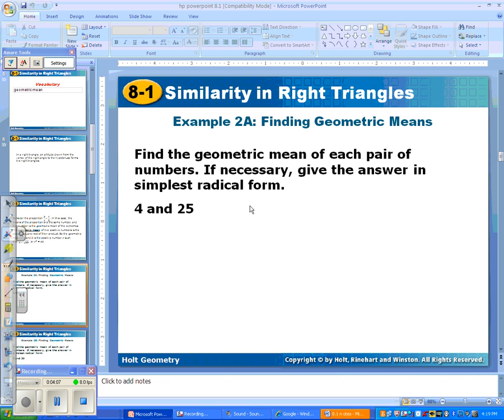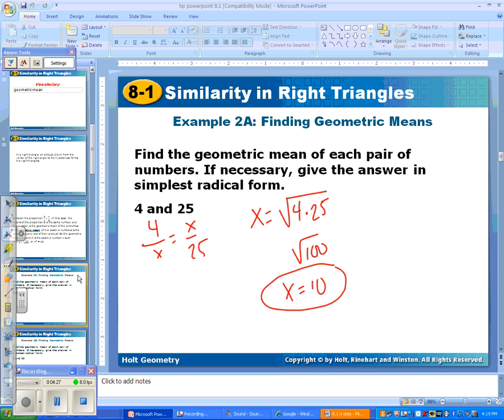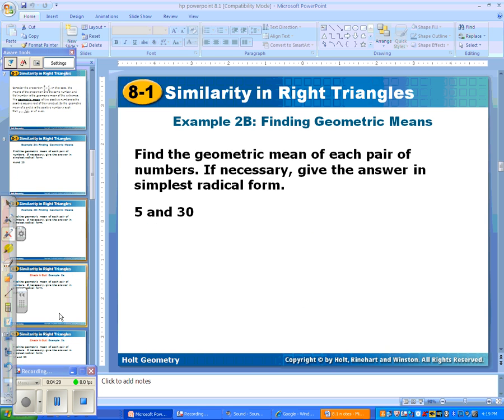So solve this one, 4 and 25. Again, if you don't remember, you could always do proportions. The shortcut, though, is to say that x equals the square root of whatever 4 times 25 is. And 4 times 25 is 100. So x would equal 10. The geometric mean is 10. Okay, moving on, 5 and 30.